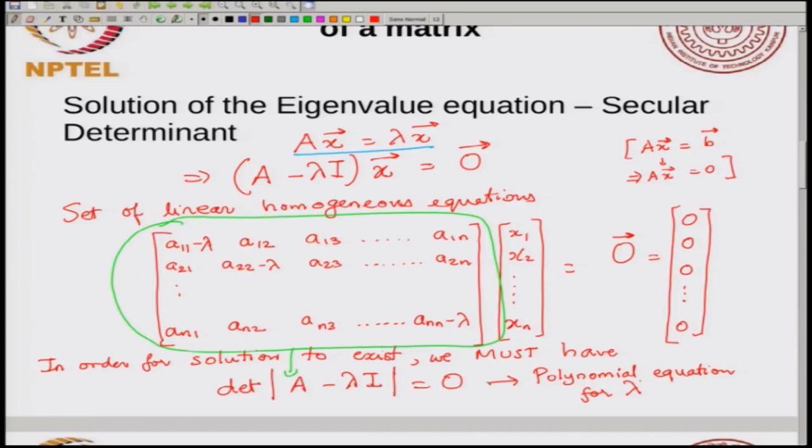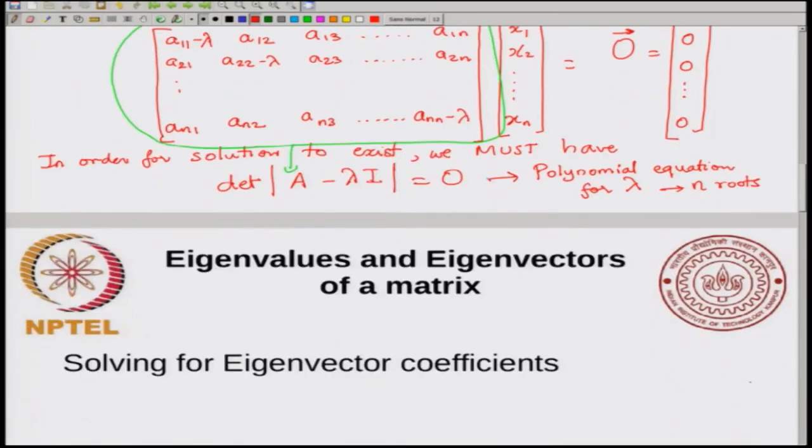Okay, and you can see just by looking at the product along the diagonals that you'll have lambda raised to the power n coming in this determinant. So this determinant will contain a term that has lambda raised to n. So it's an nth order polynomial equation. Okay, and in general, you'll have n roots. So that means the number of eigenvalues is equal to the dimension of the matrix. So you have n eigenvalues for this equation.